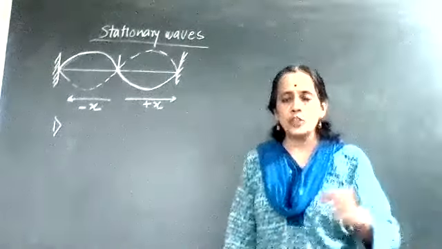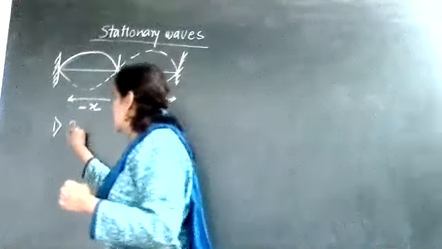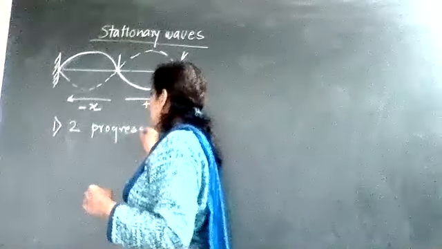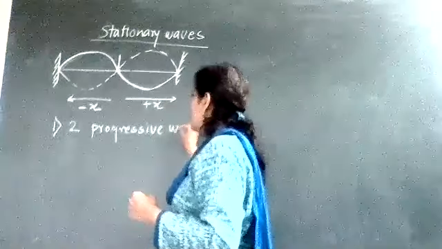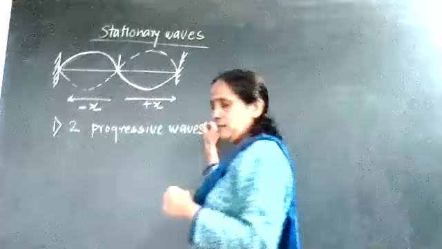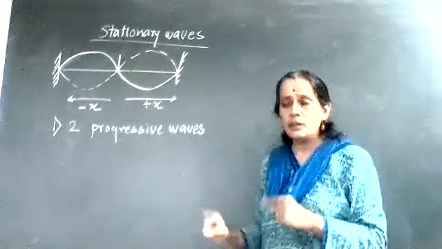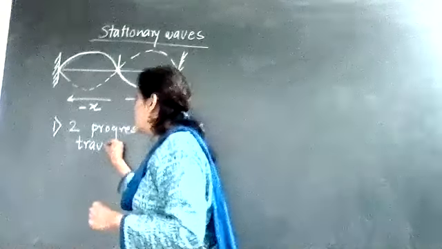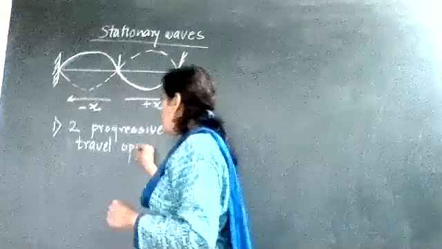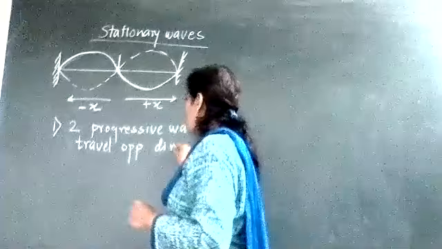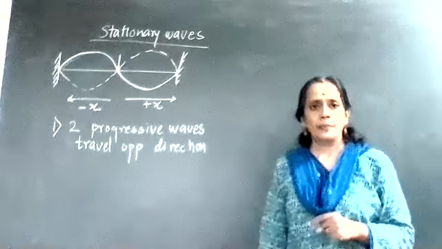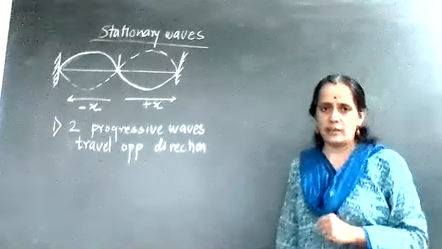So this is the first requirement, how the stationary wave gets formed. For the formation of stationary waves, there is a requirement of two progressive waves. These two progressive waves must be there. But what is the condition? The progressive waves should travel in the opposite direction. Clear? This is the first requirement.